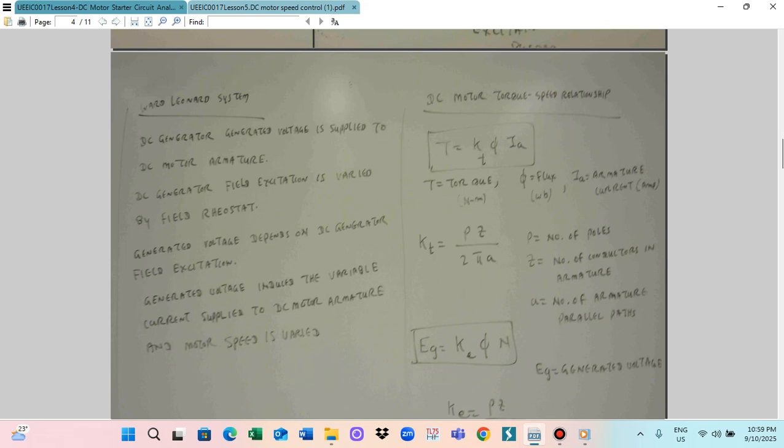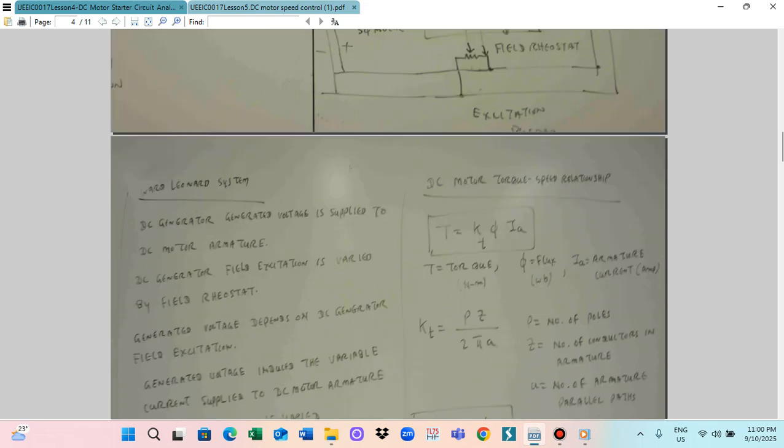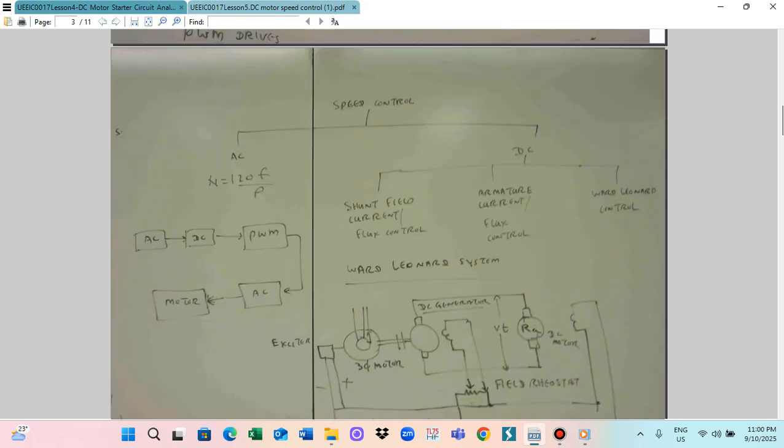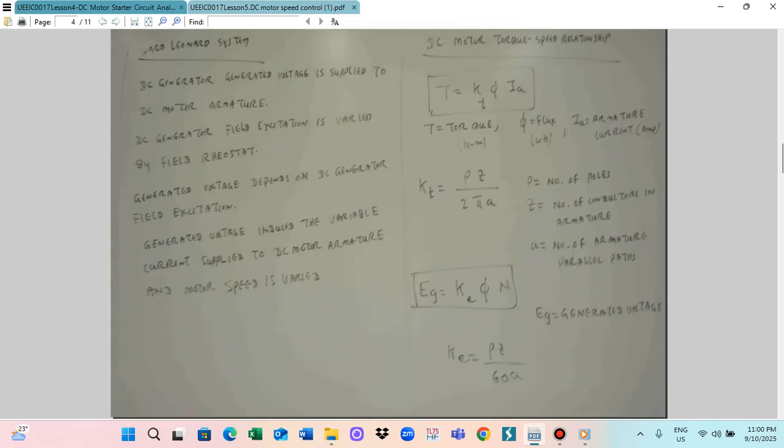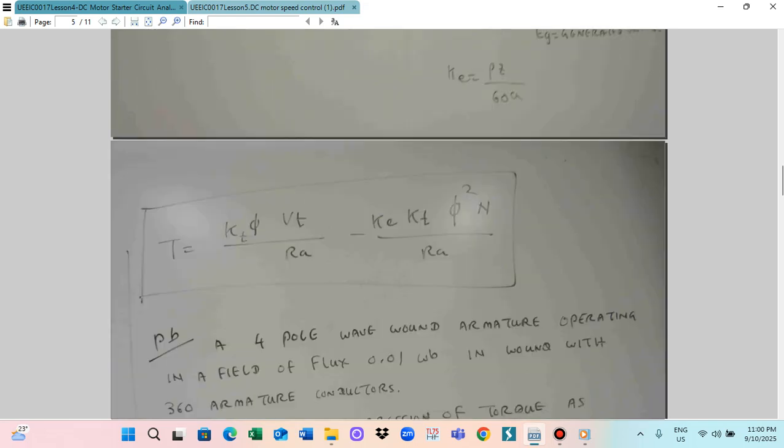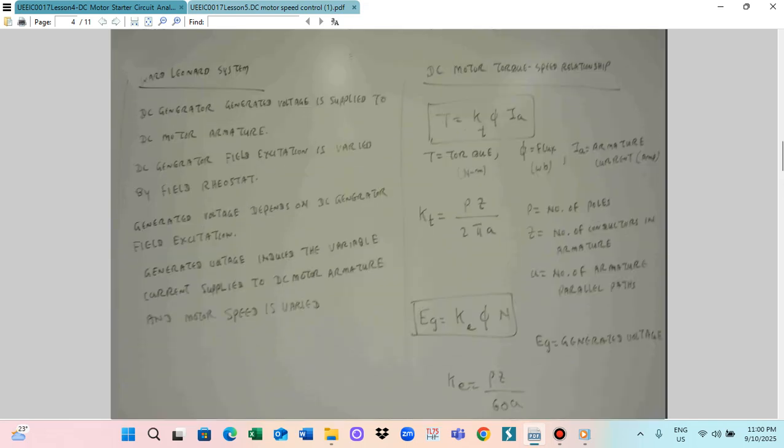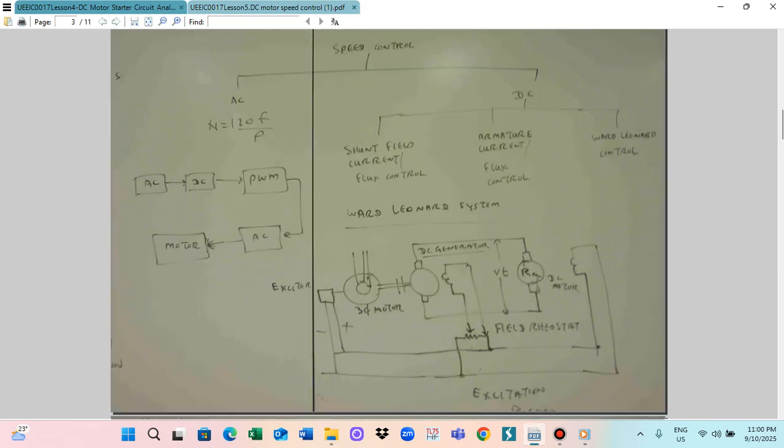For the excitation, we have to follow this equation: E is equal to phi Z N by 60 times P by A. By adjusting this, phi is proportional to the excitation current. So by adjusting the excitation current, the flux can be adjusted and also the motor speed can be adjusted. So this is one way of the field control system. And the armature control system is by adjusting the rheostat, we can produce the generator voltage. So generator voltage varies depending on the rheostat setting. This generator voltage also develops the current sent into the DC motor armature. You'll see the variable current, and the motor speed can be regulated.